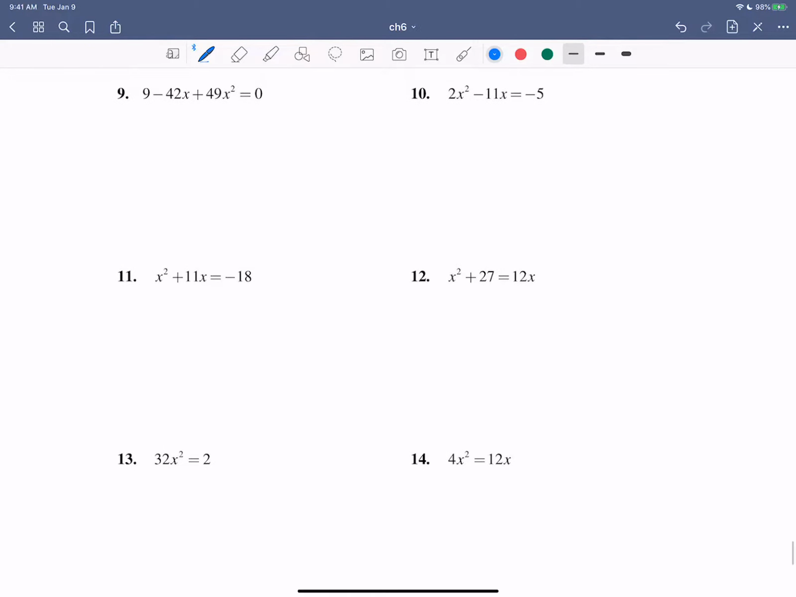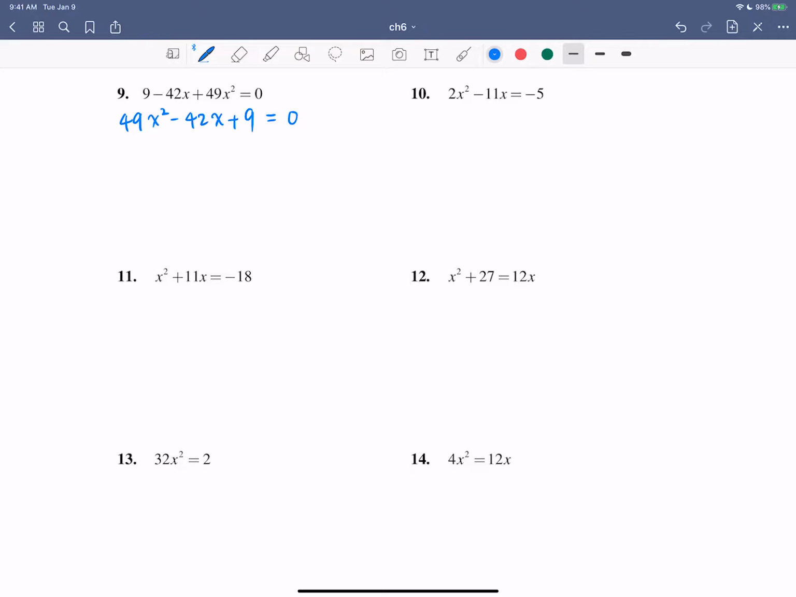Number 9. 9 minus 42x plus 49x squared equals 0. Before we do anything, I would like to make sure it looks like the general form of the quadratic equation, which has a descending order of the quadratic polynomial on the left-hand side and a 0 on the other side. That requires us to rewrite the left-hand side: 49x squared, the highest degree, and then negative 42x, and then positive 9 equals 0. Now we are ready to continue.